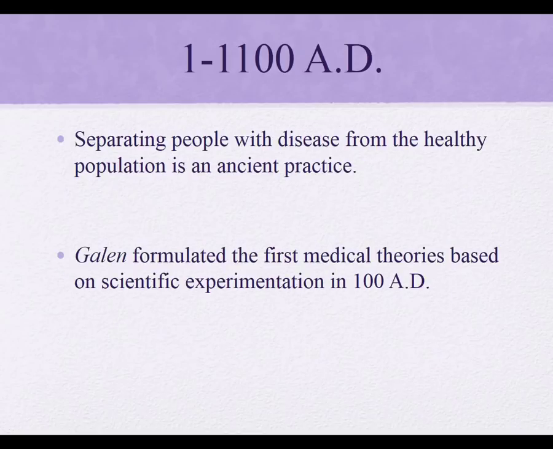For the first 1,000 years AD, they realized that they started separating people with diseases from the healthy population. That's what they really started doing. They put people over in their own communities even. Leprosy was a big one, that they had leper colonies. That was a big one.